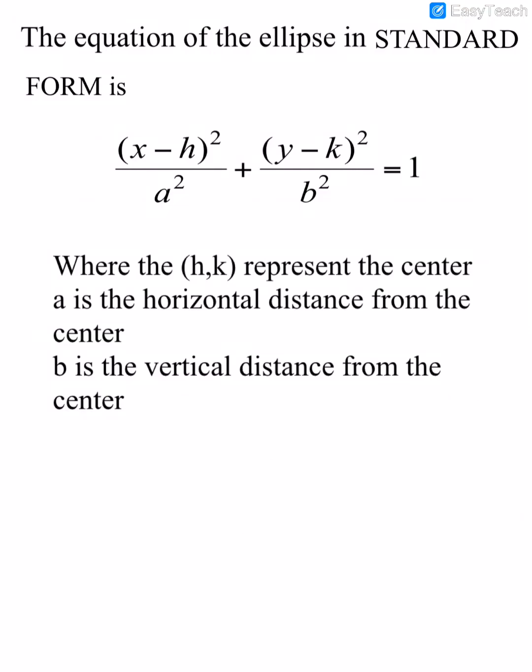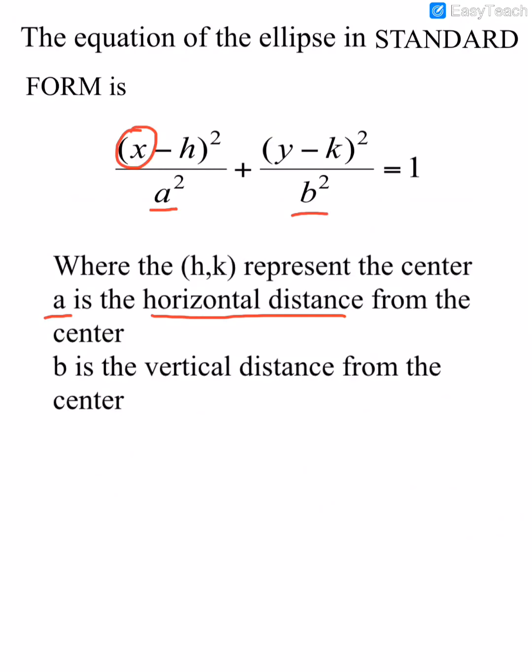The equation of an ellipse in standard form is (x minus h) squared over a squared plus (y minus k) squared over b squared equals 1. Again, h and k represent the center, a is the horizontal distance from the center, and b is the vertical distance from the center. So instead of trying to remember that, just know that a is going to tell us how far to go on our x-axis. b is going to tell us how far to go on our y-axis.